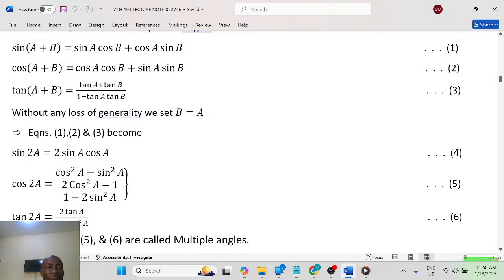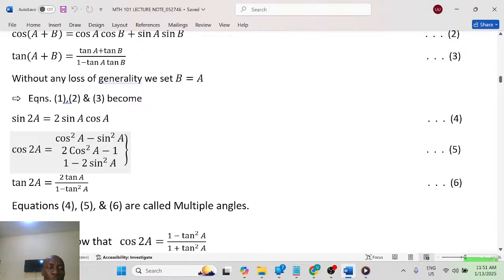For the first one, it will now be sin(A+A), which will give us sin 2A. We now have sin A cos A plus cos A sin A, which will give us 2 sin A cos A. That is what you have here. Now, cos 2A is equal to cos²A minus sin²A. And it is also equal to 2cos²A minus 1. And it's also equal to 1 minus 2 sin²A.